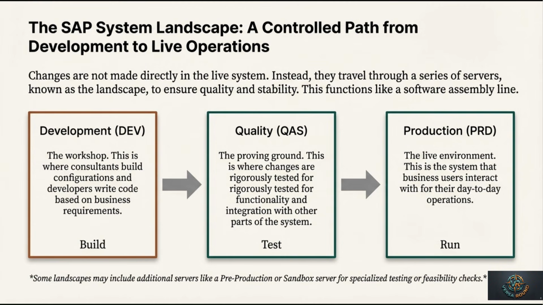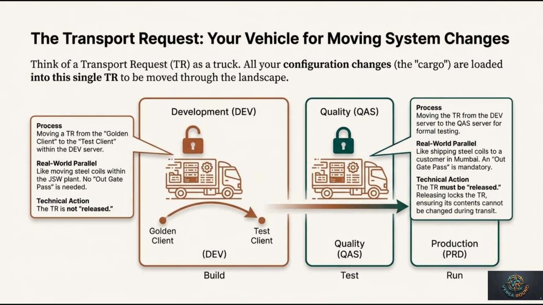But how do changes move between these servers? We use a transport request or TR. Think of a TR as a truck loaded with your configuration changes. Here is a great analogy from the steel industry. Moving data from one client to another inside the development server is like moving steel coils inside the plant. You don't need special permission.